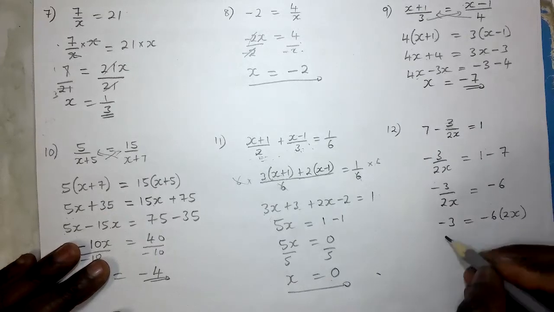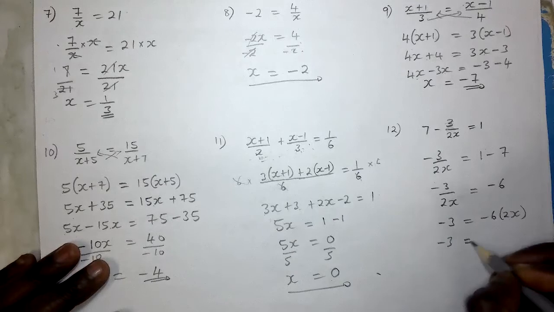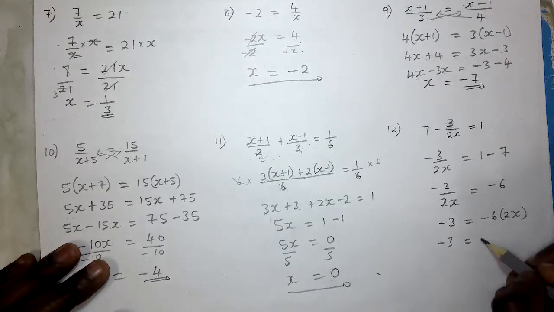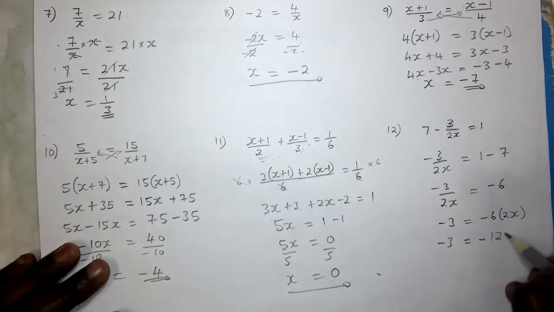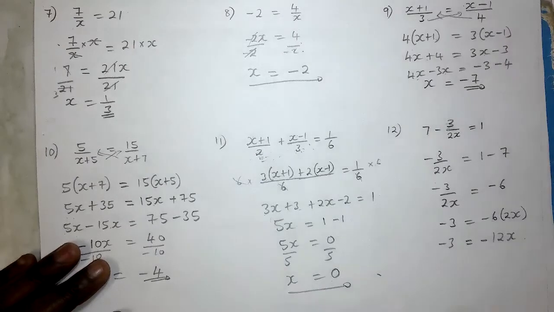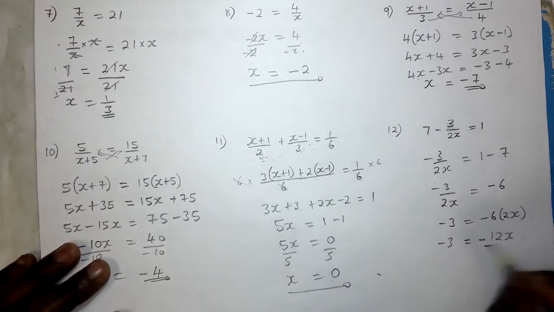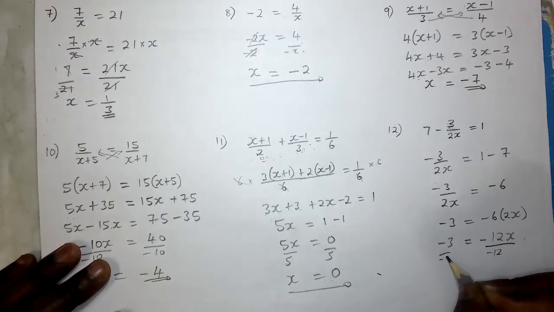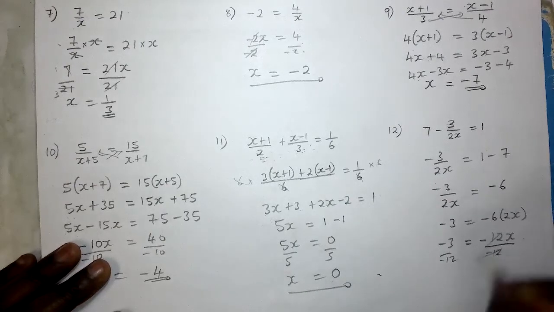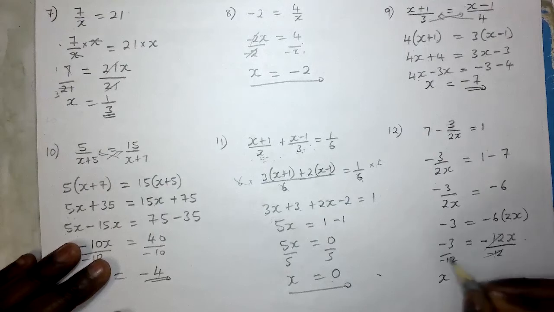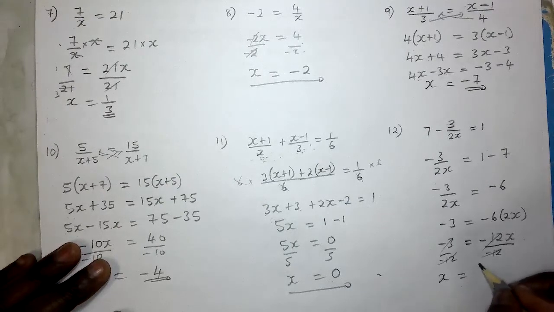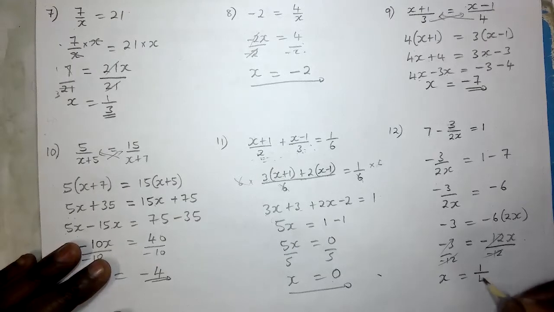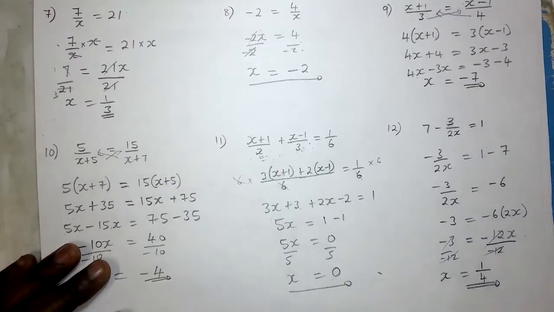Then what do we get here? Negative 3 is going to be equal to negative 12x. Now, with this negative 12x, we are going to divide by negative 12. Negative 12 cancels here. X is going to be equal to, then the negative cancels as well here, 1 over 4. That becomes our answer.